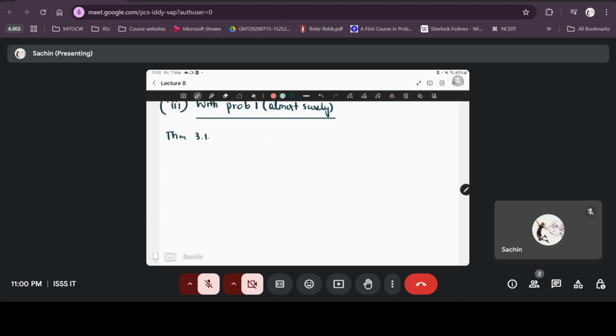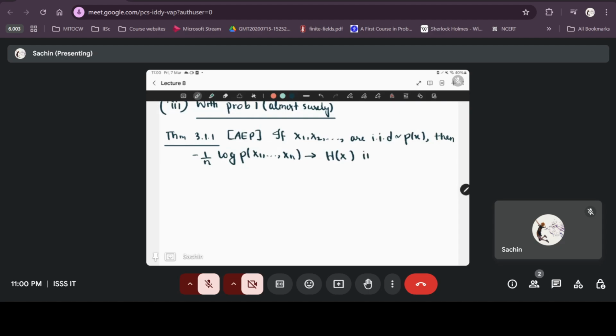Theorem 3.1.1, asymptotic equipartition property. If x1, x2, etc. are IID, distributed according to the distribution P of x, then minus 1 over n log of P of x1, x2, ..., xn approaches H of x in probability.